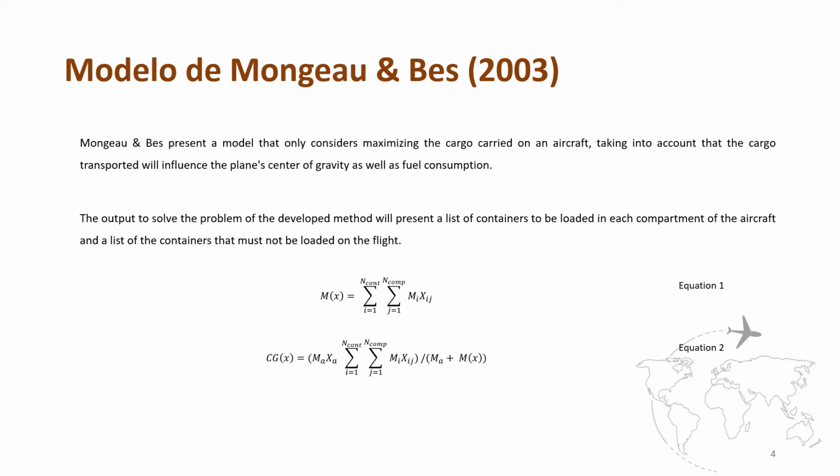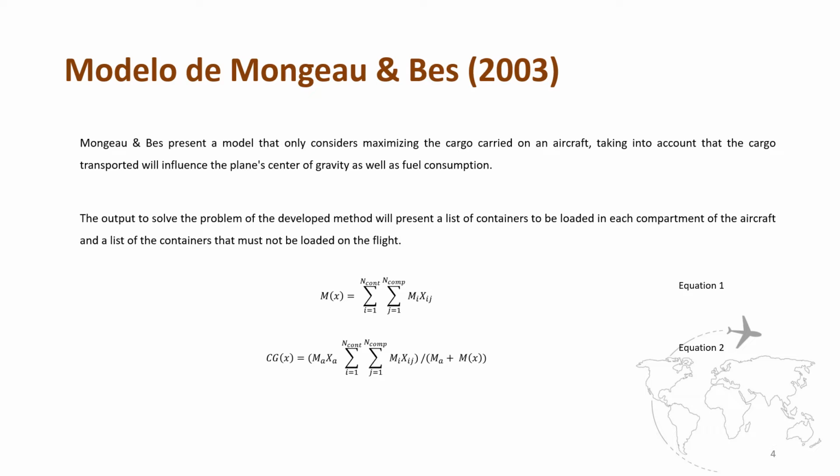Since the problem of cargo selection and allocation in transport is an important problem, it has received special attention. Manja presents a model that only considers maximizing the cargo carried on an aircraft, taking into account that the cargo transport will influence the plane's center of gravity as well as the fuel consumption. Manja presents a formulation that aims to know what position to assign to each compartment or if, on the other hand, it shouldn't be loaded.